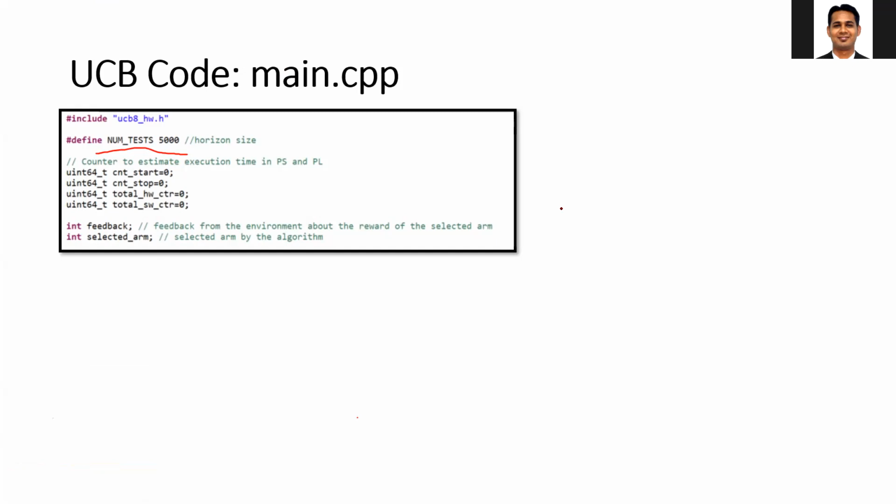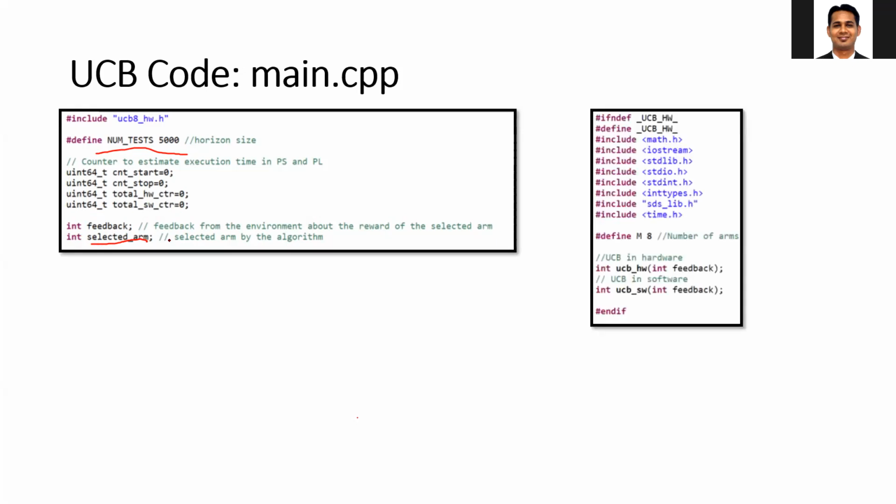Here we are going to use the counter as we used in the beginning for the hardware and the software time, and then we have two variables. One is the feedback variable. This feedback is from the ARM processor to the FPGA, telling the reward you received for the arm which was selected in the previous time slot. And this selected arm is the variable going from the FPGA to the ARM processor, telling which arm is selected by the UCB algorithm.